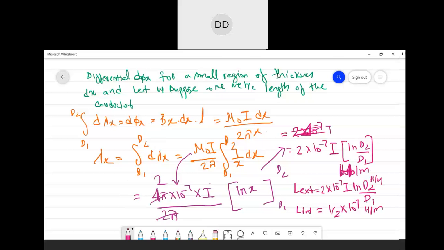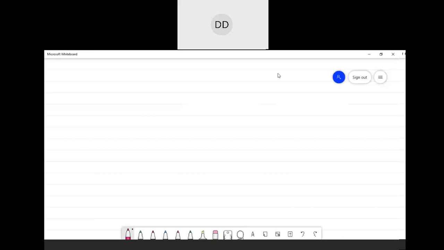Now let's go into the understanding of the inductance of a single phase 2 wire line.